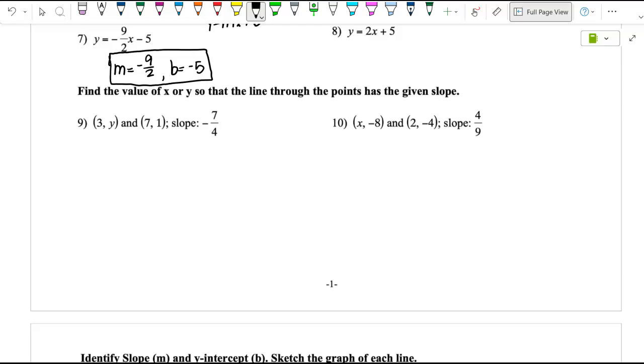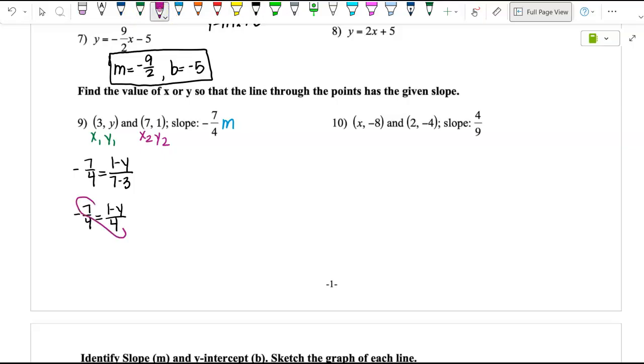All right, so again, in number 9, they've already told us what our slope is. They said our slope is negative 7/4. We're missing one of our y-coordinates. So again, the first point is my x1, y1. The second point, my x2, y2. So my slope of negative 7/4 equals 1 minus y divided by 7 minus 3. We can simplify that denominator, so negative 7/4 equals 1 minus y over 4.